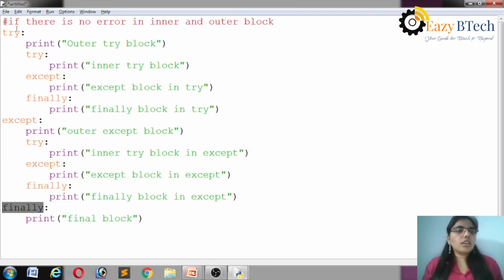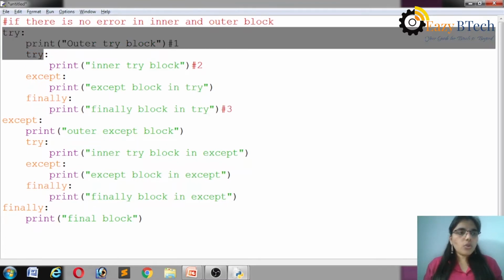Here, if there is no error in the inner and outer blocks, first of all the outer try block is executed. After that, the inner try block is executed. There is no exception in the inner try block, so the corresponding except block is not executed. After that, the finally block is executed. So the first statement, the second statement, the third statement is not executed, but the finally block is executed.